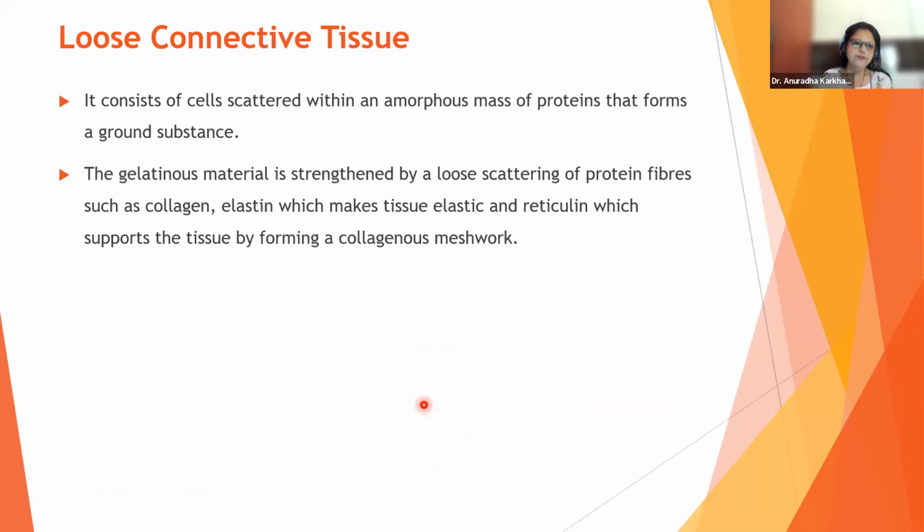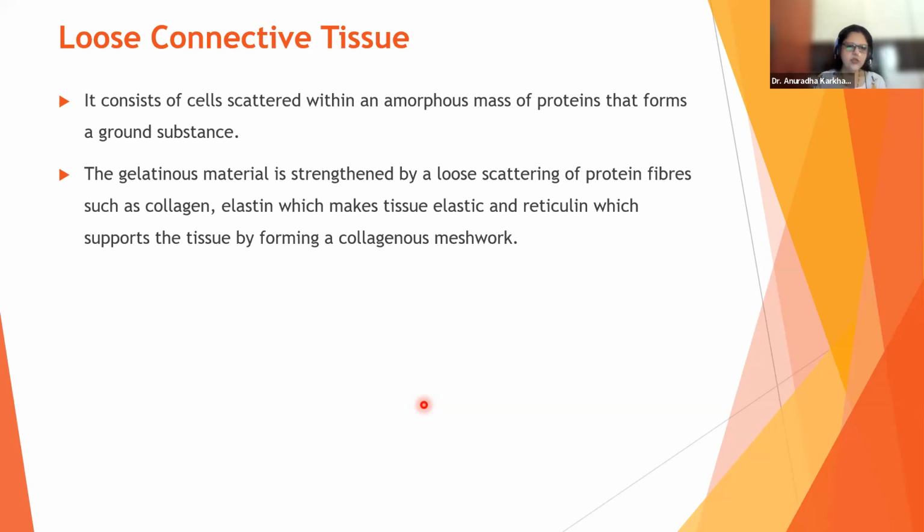Loose connective tissue consists of cells which are scattered within an amorphous mass of proteins that forms the ground substance. I have already told you what the ground substance is. The substance which holds all the cells and fibers together is the ground substance. The gelatinous material is strengthened by the long scattering of protein fibers such as collagen, elastin, which makes the tissue elastic, and reticulin, which supports the tissue by forming a meshwork of collagen.